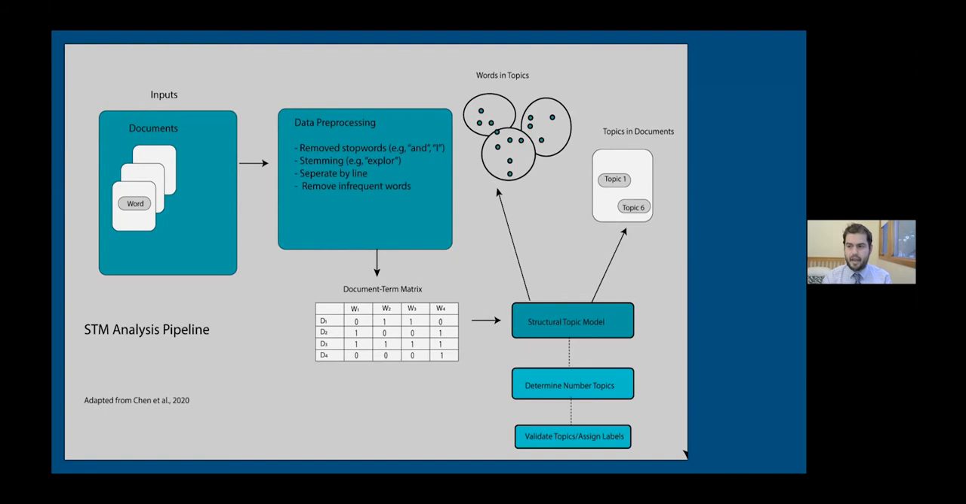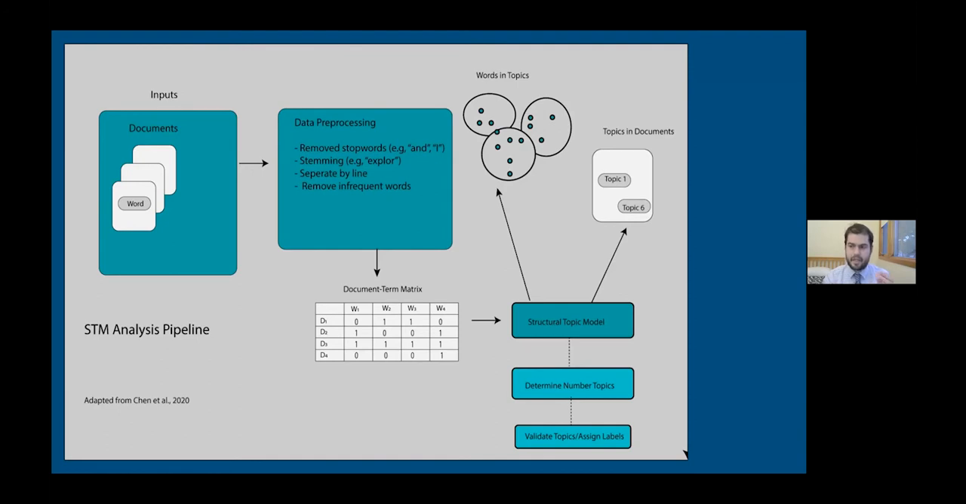So for example, explore could be explores, exploring, explored, exploration. It took all those and made them one single word, so that it focuses on the content and not on the particular way that it's used within a sentence.